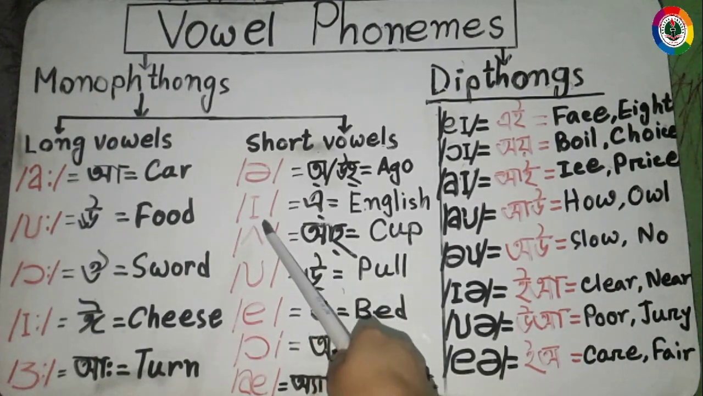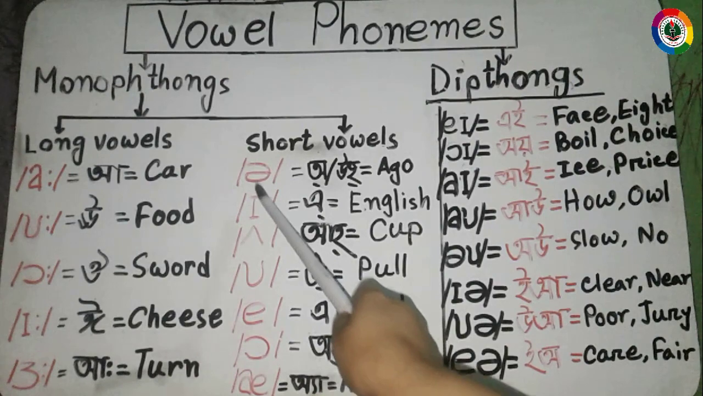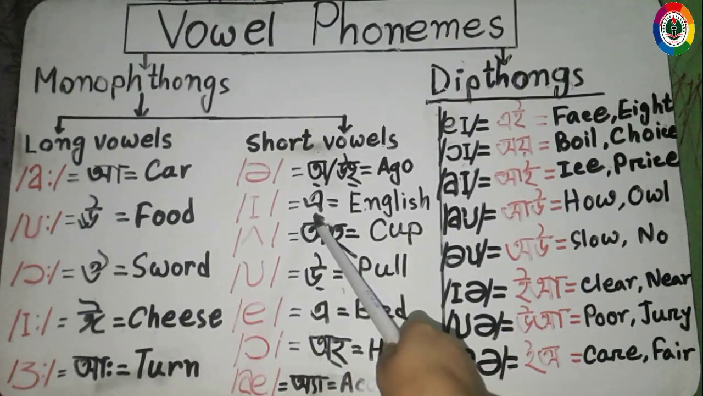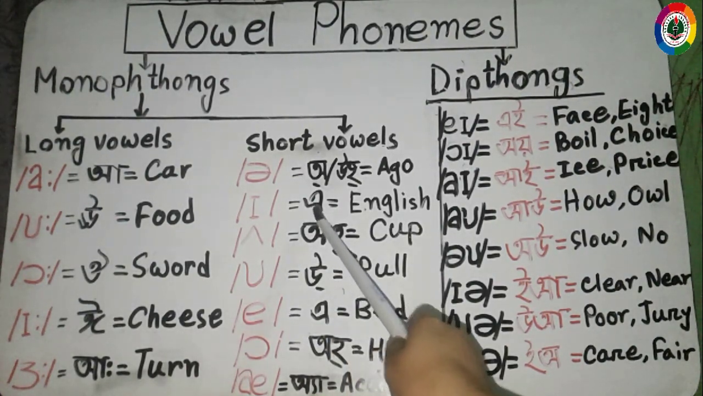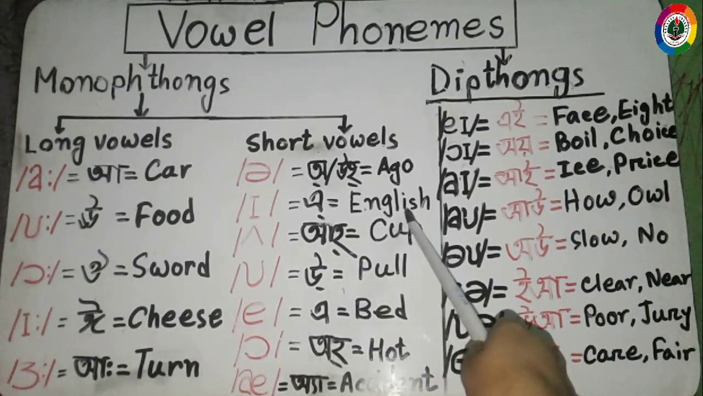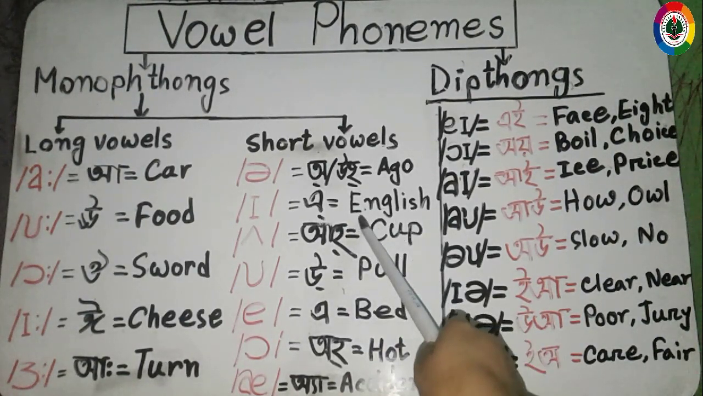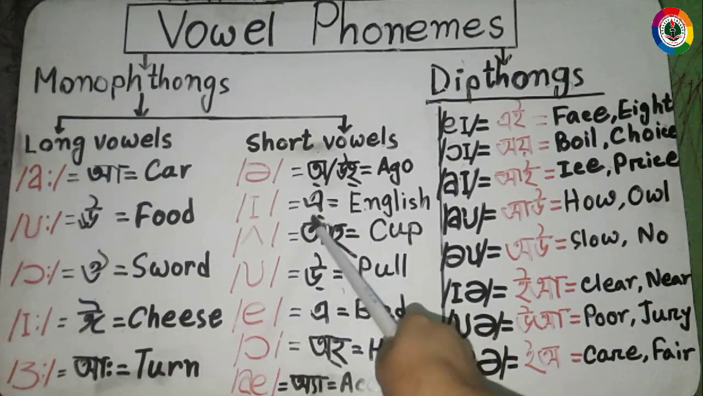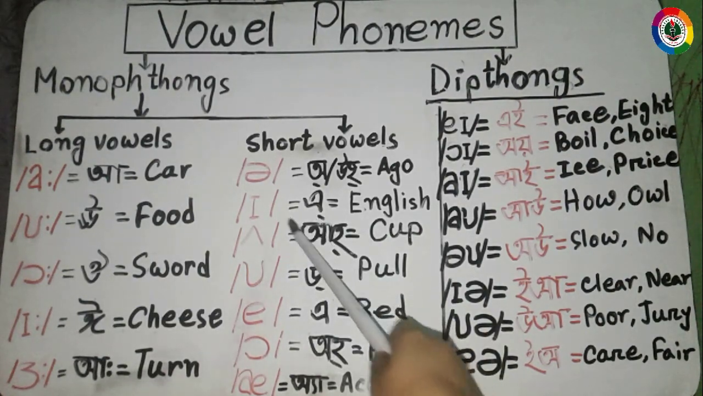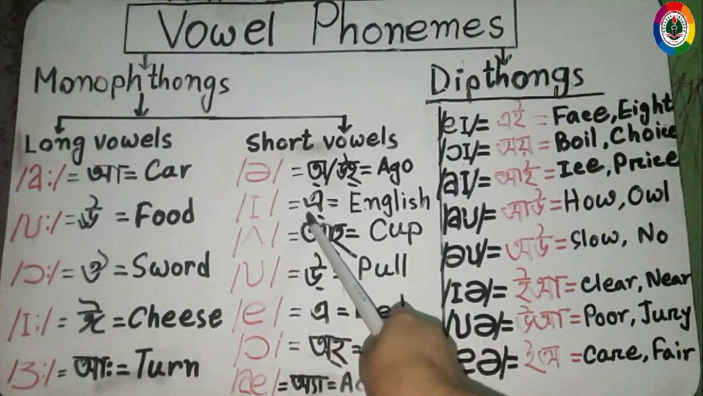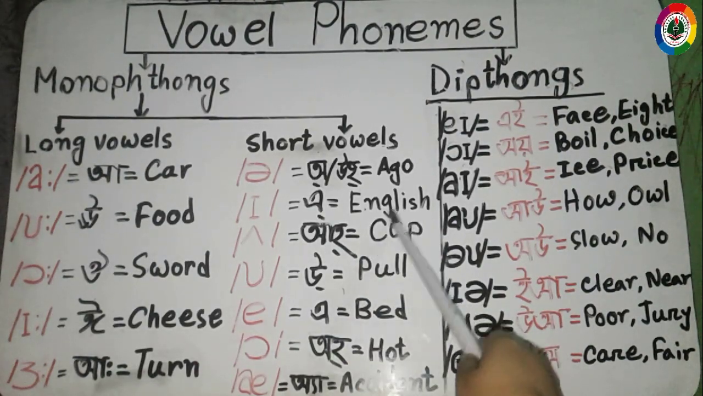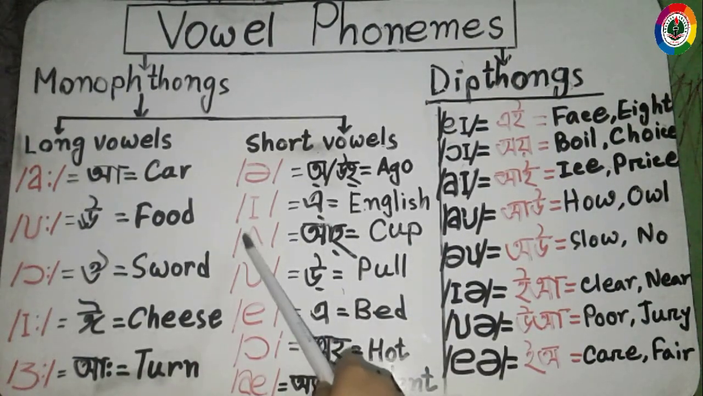This sign in English language is altered like, actually this phoneme takes the form of E, like when we say English. This E here is altered like E. So this sign denotes E, as in English. Now let's move to this side.